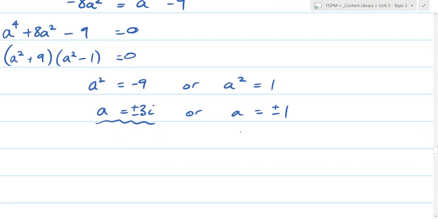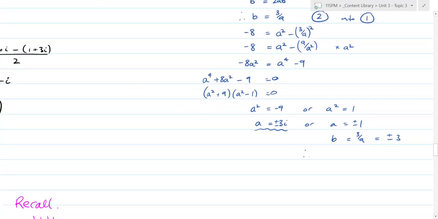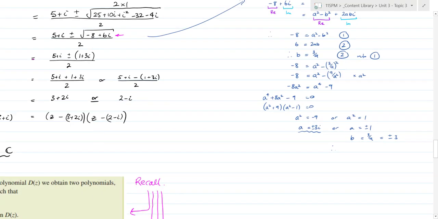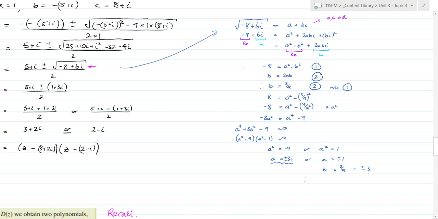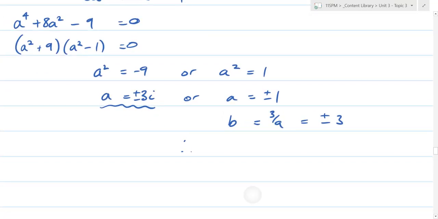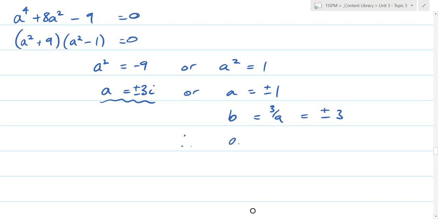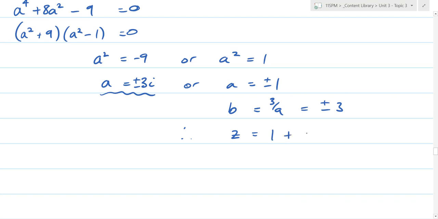If a is plus or minus 1, b is equal to 3 over a, which equals plus or minus 3. And therefore, where am I at? I feel like I should get another one here. z is equal to, no, maybe I do need to use that a. No. 1 plus 3i, or negative 1 minus 3i.